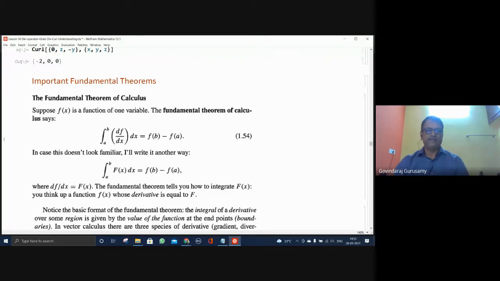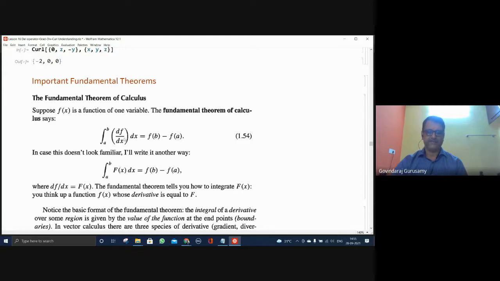Okay, some of the important related things, an important fundamental theorem: the fundamental theorem of calculus. Suppose f of x is a function of one variable. The fundamental theorem of calculus says the integral from a to b of (dF/dx) dx is equal to the value of the function at the endpoints.